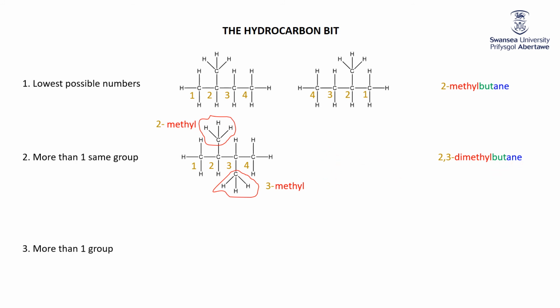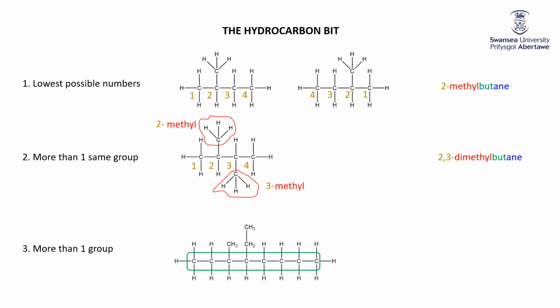How about if there's more than one of a different type of group? I'll go a little bit larger here with our molecules. First of all, look at that long chain there that I've done in green, the nice longest chain. That's an octane, if you count 1, 2, 3, 4, 5, 6, 7, 8. Now on here we've got a methyl group and we've got an ethyl group. Well, the methyl group is on the 1, 2, 3 carbon, so it's 3-methyl. The ethyl group is on the 1, 2, 3, 4 carbon, so it's 4-ethyl. Notice if I'd started from the other end, it would have been 5-ethyl and 6-methyl. Always want the lowest possible numbers.